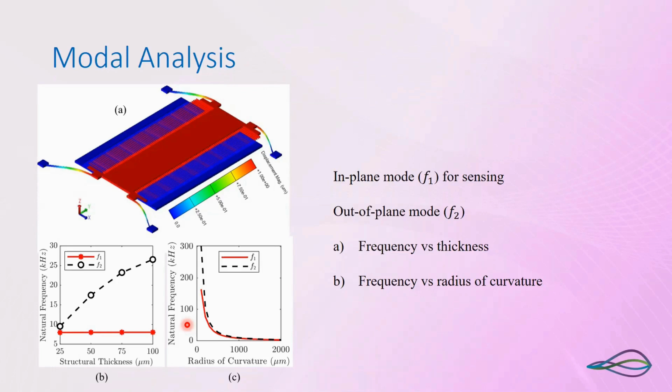And same way, if you try to see the radius of curvature, with respect to that also, for the smaller radius of curvature, you have higher frequencies, and as it increases, both the modes will come quite close to each other.